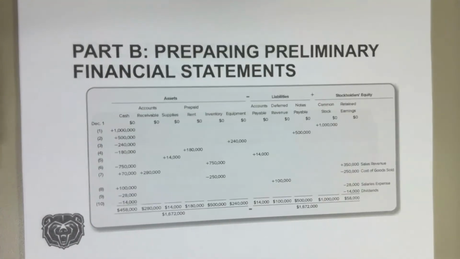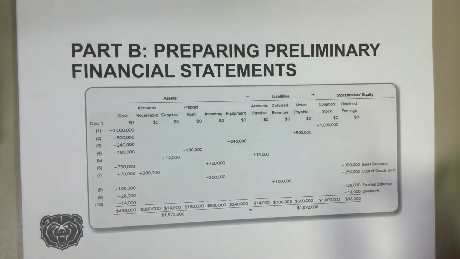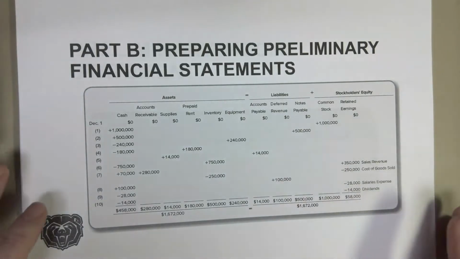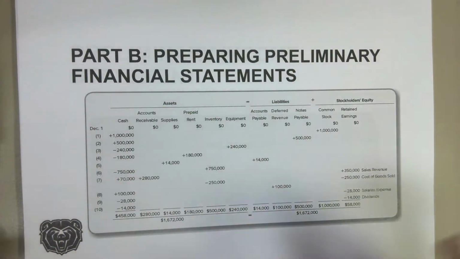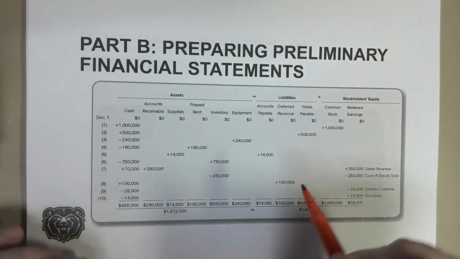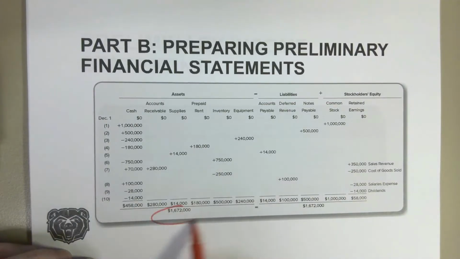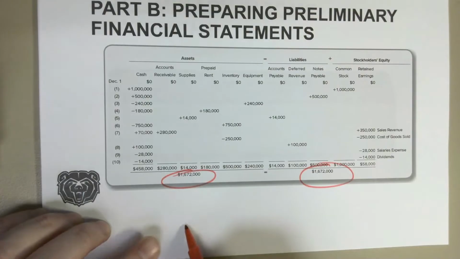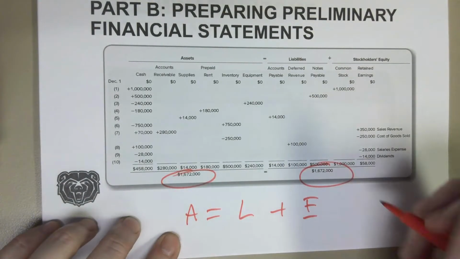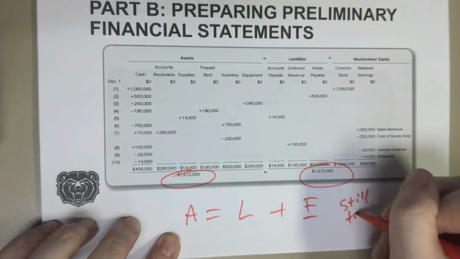Okay, so the next part is going to be part B, and we're going to talk about preparing preliminary financial statements. Right now, please notice, because this is extremely important, because we're going to create something called a trial balance sometime in the future. And what it does is it's going to show us that our debits and our credits equal, which will make sense when we get there. But please notice that our assets still equal our liabilities and stockholders' equity. So in the end, even after all those transactions, A equals L plus E is still true.